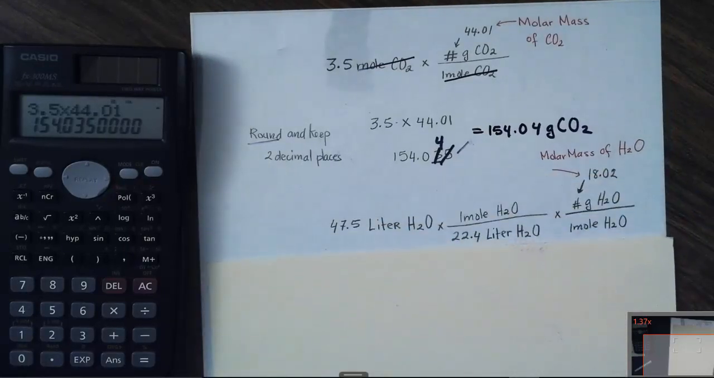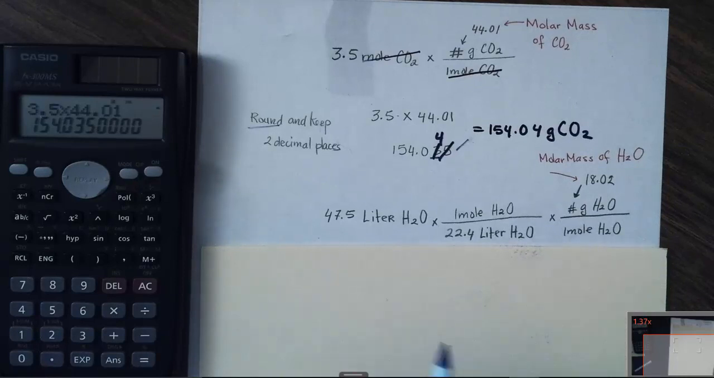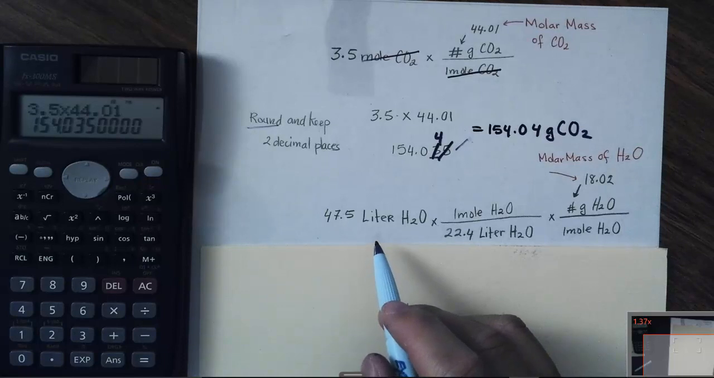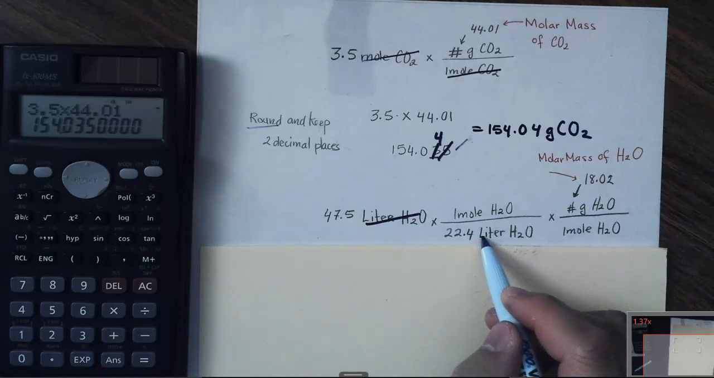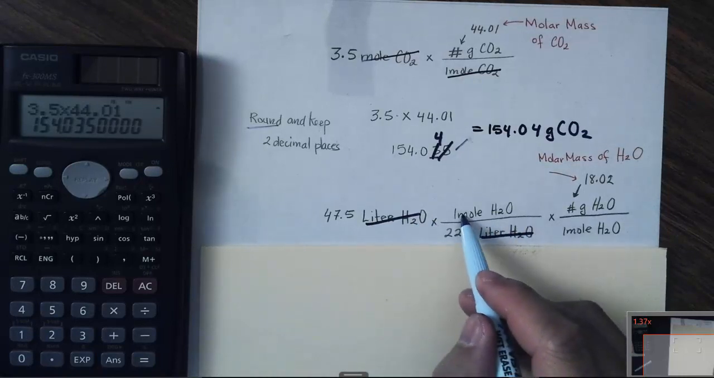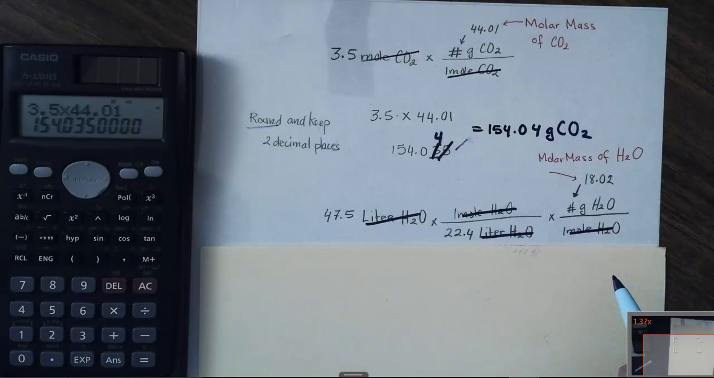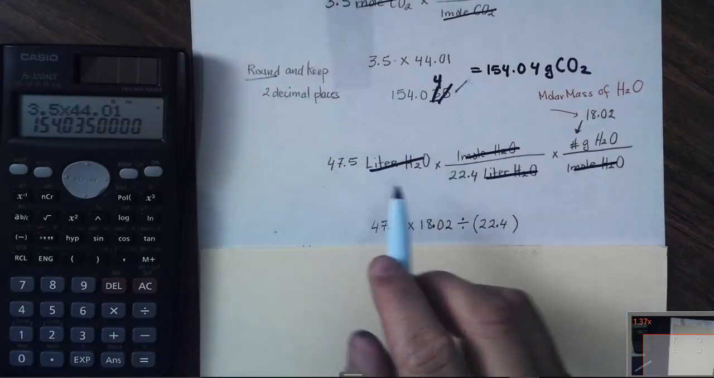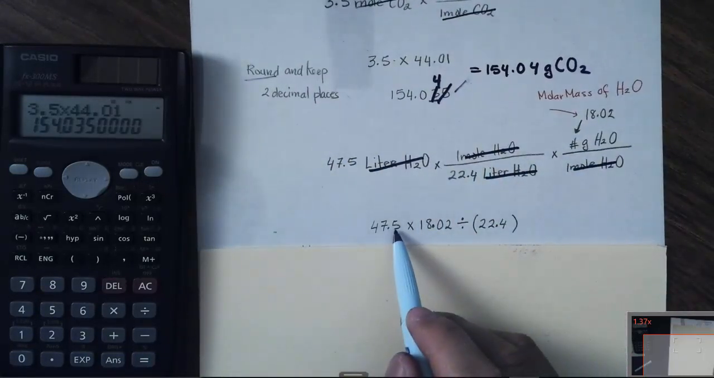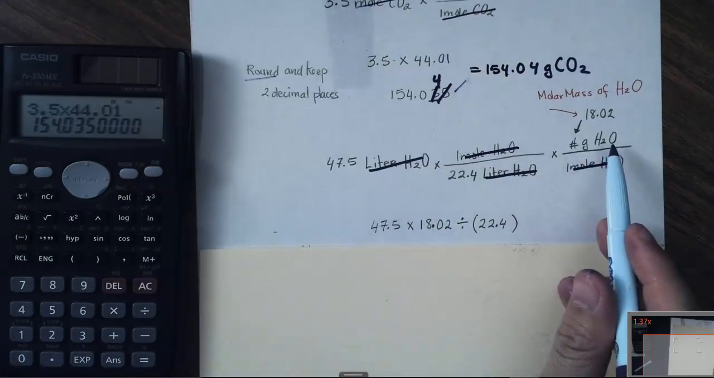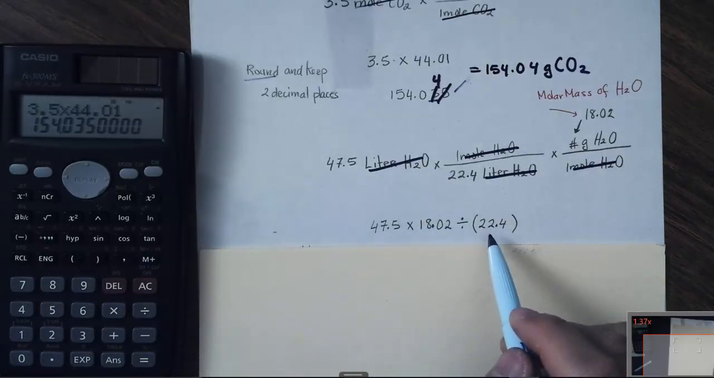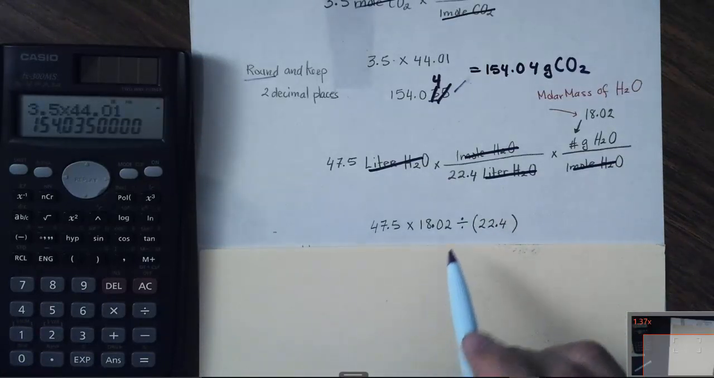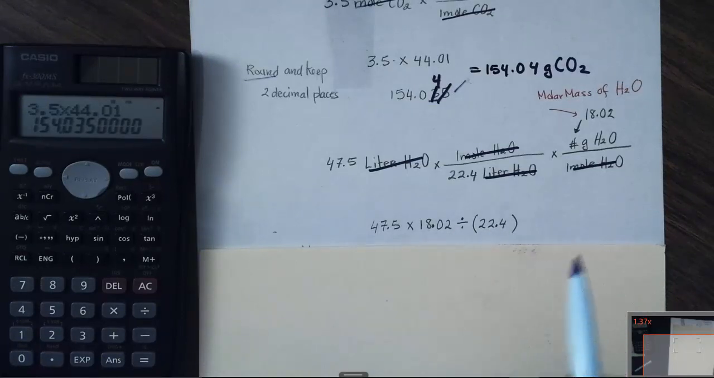Let's try the next one. In this case, we have a more complicated answer. We have the given multiplied by 2 conversion factors. So cancel out any unit and chemical that are divided by each other. We have liter of water divided by liter of water, so that cancels out. Mole of water divided by mole of water, that cancels out. To plug in a calculator, we multiply everything on top, which is 47.5 times 18.02, and divide on the bottom. Notice how I use parentheses to group the numbers on the bottom. That is to make sure that I actually divide by all the numbers on the bottom.